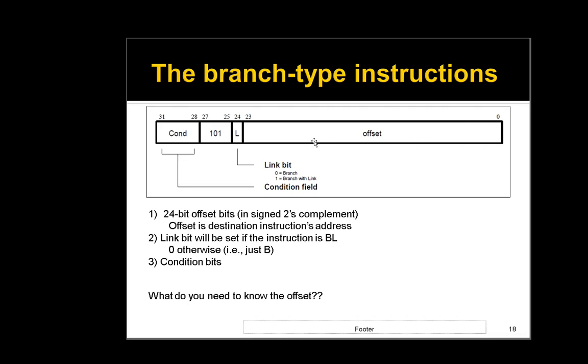24 bits of offset. The straightforward part is the condition. We know how to do that. 101 is easy. And then the L, if you have a link or not. The tricky part here is figuring out how to calculate the offset. So let's do an example and go over it.